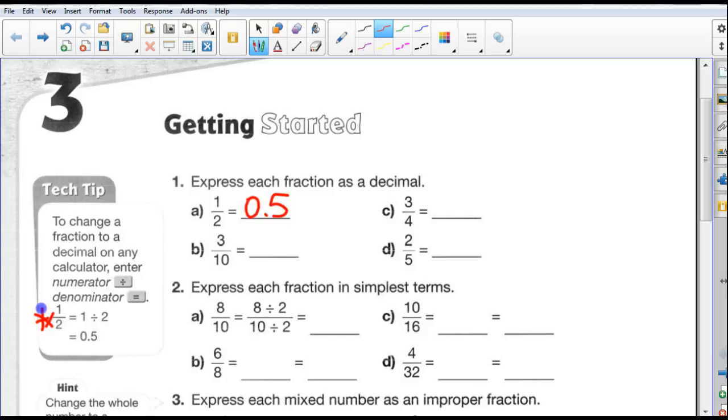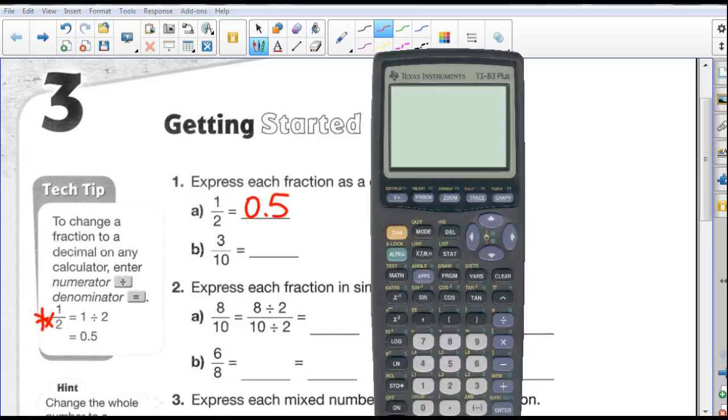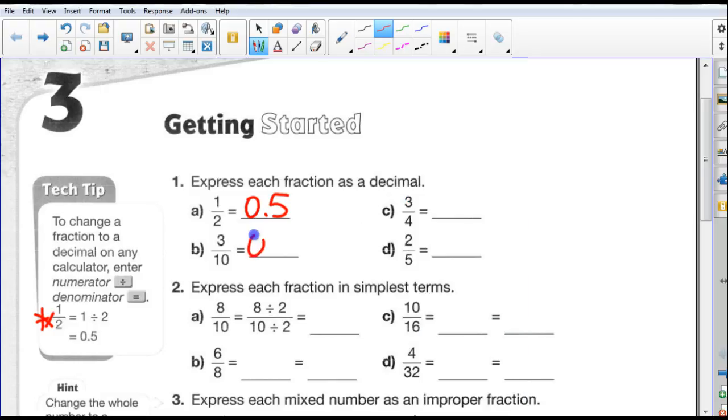Okay, let's do B. 3/10. We want to convert that to a decimal. We just take the top number 3, divide it into 10. Okay, so we just turn that on, clear it. We've got 3 divided by 10, and we've got 0.3.